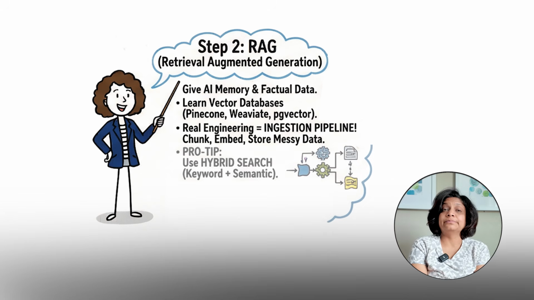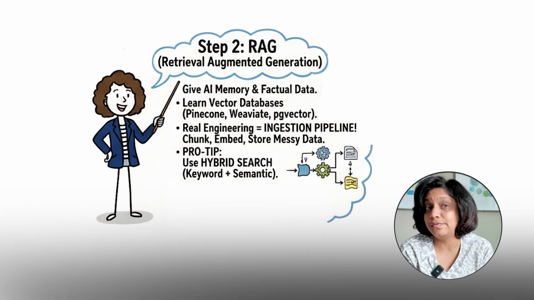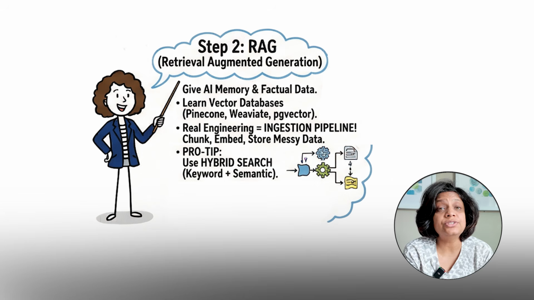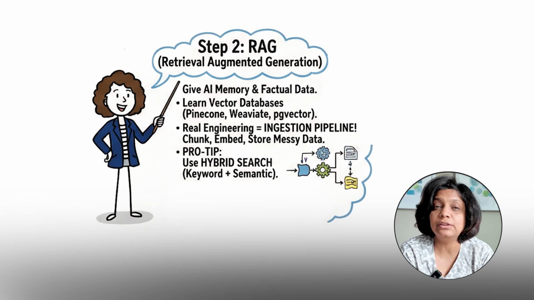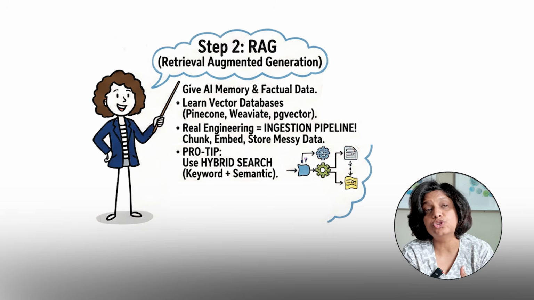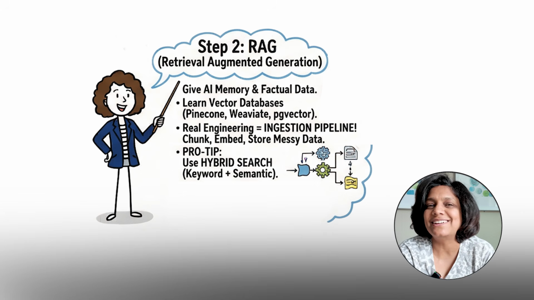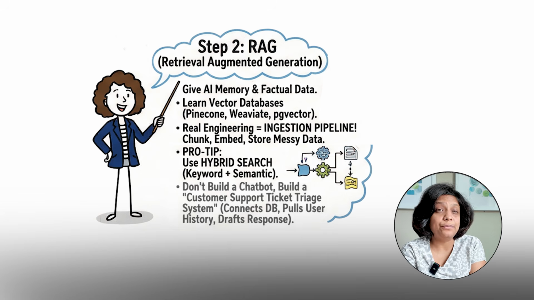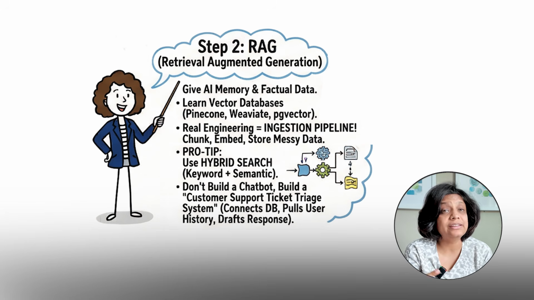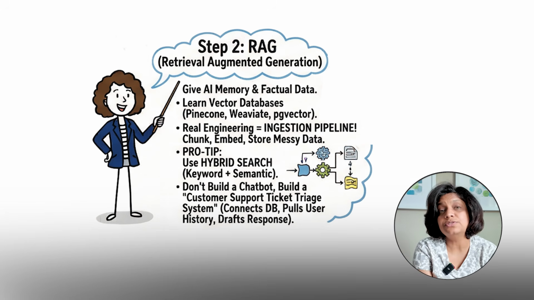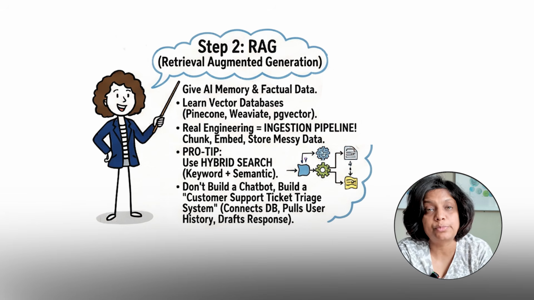And here's a pro tip. Don't just rely on vector search. Production systems use hybrid search, combining old school keyword search with semantic search to get the best results. Instead of building a chatbot, build a customer support ticket triage system that connects to a real database, pulls user history, and drafts a response. That is engineering.